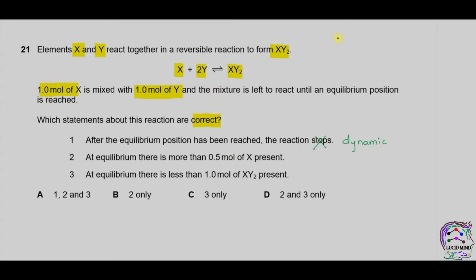Let's write the balanced equation. We have X, 2Y, and it forms XY2. So according to the balanced equation, 1 mole of X requires 2 moles of Y to form 1 mole of XY2. In the question they have given 1 mole of X and 1 mole of Y. As we can see, according to the ratio, 2 moles of Y need 1 mole of X. So if there was 1 mole of Y, then it would need half a mole of X.